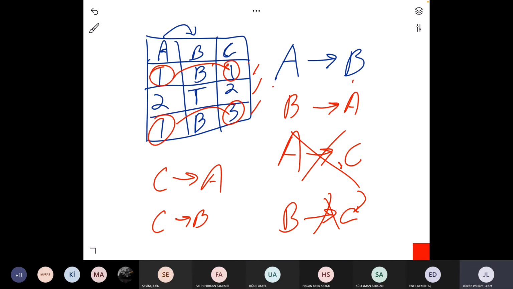What we do know for sure is that because this combination here is the same and this combination here is the same, but the C value for both of those is different, we know that neither A nor B determines C. We know that for sure.